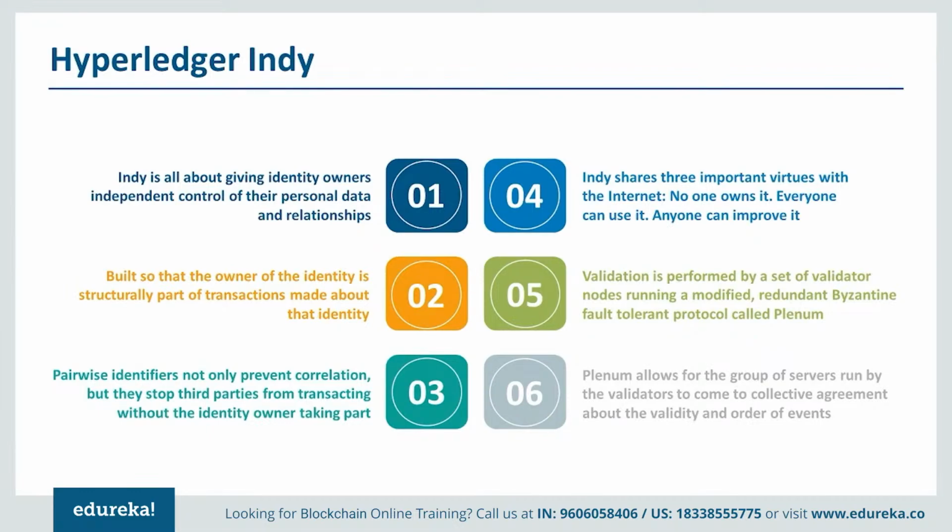Validation is performed by the set of validator nodes running a modified redundant Byzantine fault tolerant protocol called Plenum. So this is the consensus algorithm used in Hyperledger Indy. It is a variant of the Byzantine fault tolerant protocol, and Plenum allows the group of servers run by the validators to come to a collective agreement about the validity and order of events. So in each and every implementation you will find some unique consensus algorithm, and that's the key distinguishing factor of any blockchain. It will have a different way of achieving consensus.